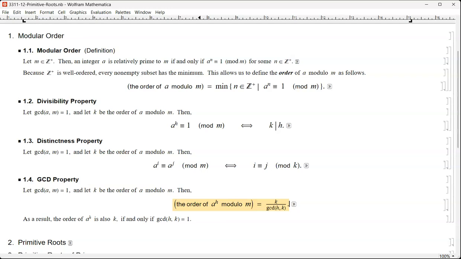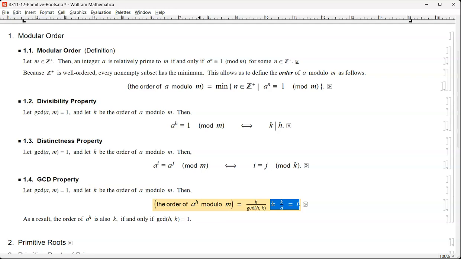The order of a to the h power mod m turns out to be k over the GCD of h and k. The GCD is a common divisor, so the denominator here divides the numerator k. So this fraction is actually an integer. Let's rewrite it as k over d, d for the GCD, and since this is an integer, let's name it t.